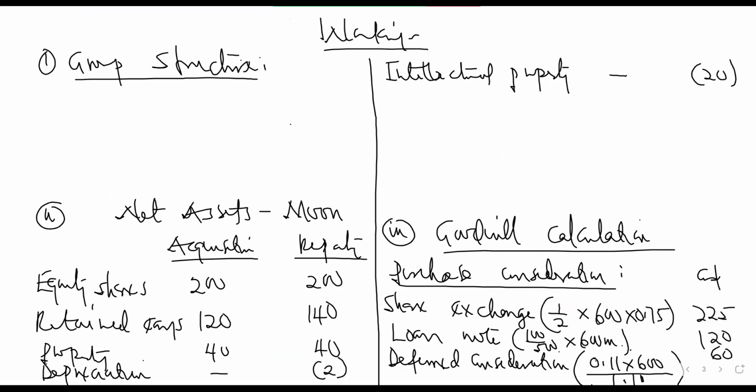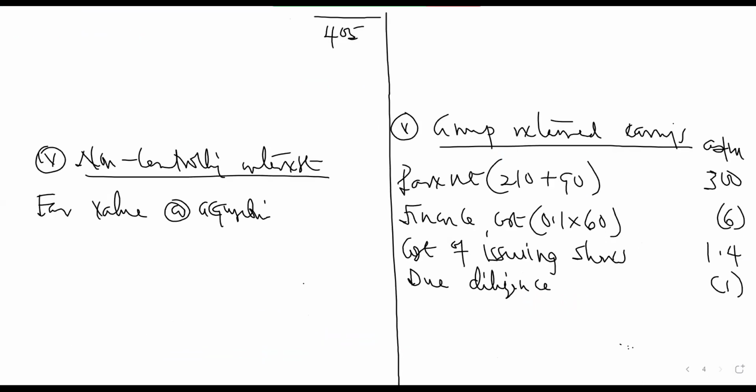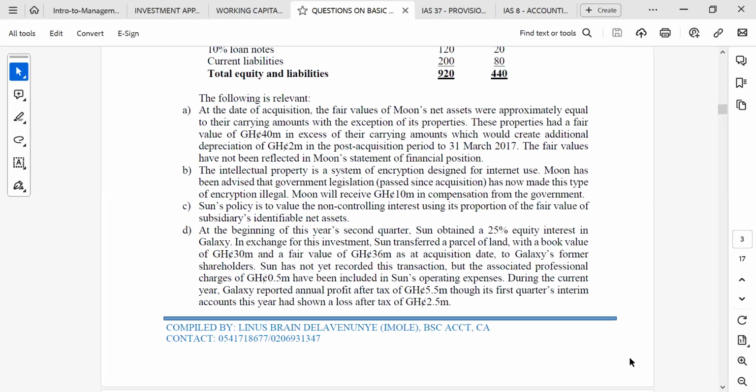What are you having? 360. Okay, so we have the 360. So what are we using for the goodwill? Are we using the full goodwill method or the proportionate method? Sun's policy is to value the non-controlling interest using its proportion of the fair value of the subsidiary's net assets. So the NCI is going to have only its share of the fair value of the net assets, which is the 360.